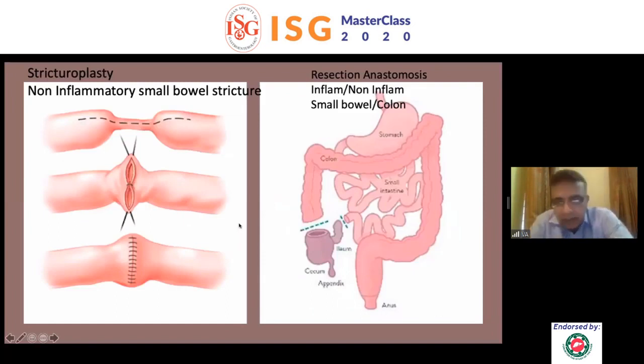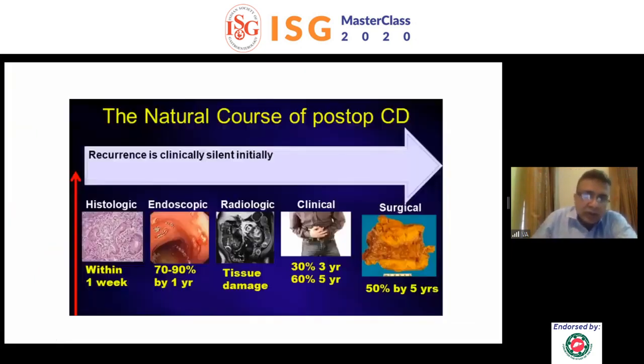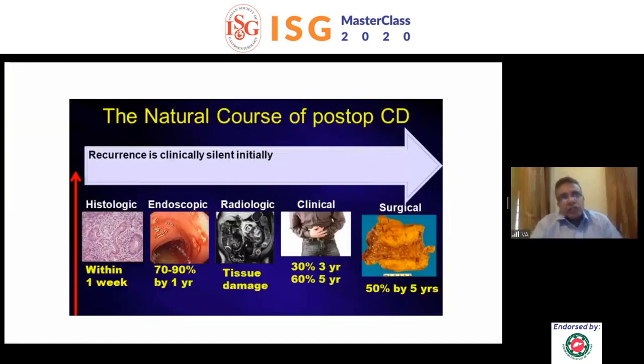If the patient is not amenable to balloon dilatation, you have 2 surgical choices. One is stricturoplasty, which is more appropriate for non-inflammatory small bowel strictures, not for colonic strictures, not for inflammatory strictures. For inflammatory strictures or colonic small bowel inflammatory strictures, resection and anastomosis has to be done. Stricturoplasty will not work out. But whenever a patient is operated upon, surgery is not curative.